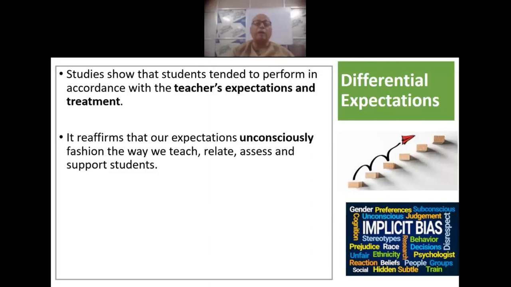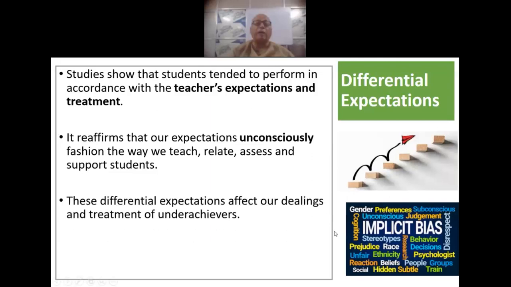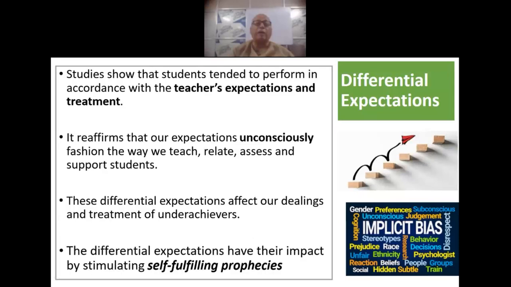And the students who were weak, their results went up. And the students who were bright, their results came down, because unconsciously the way we relate, the way we support, test them becomes different. Then this differential achievement, differential expectation and treatment affects students. And what happens then is what we call the self-fulfilling prophecy.